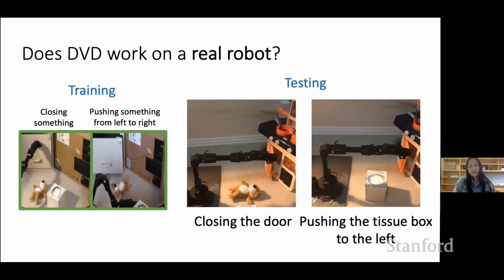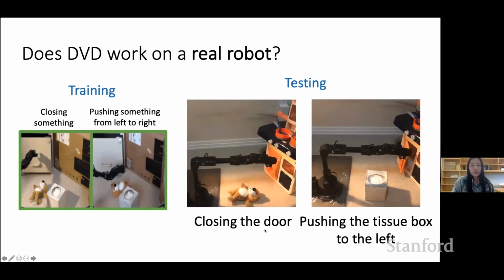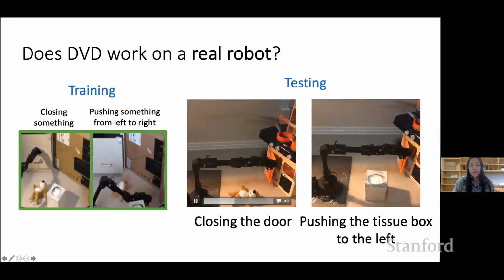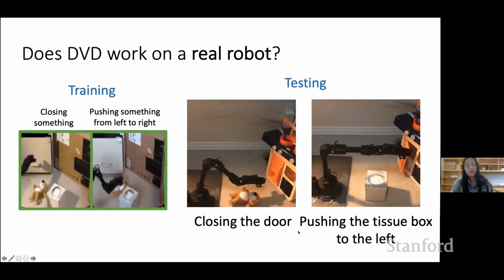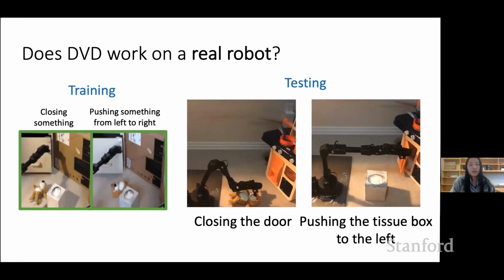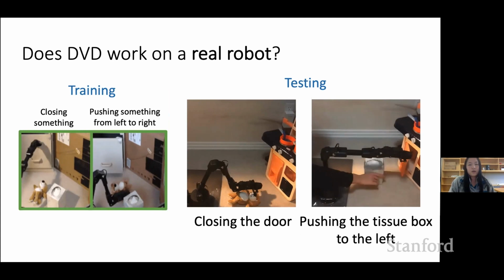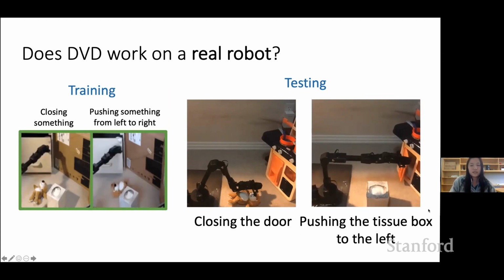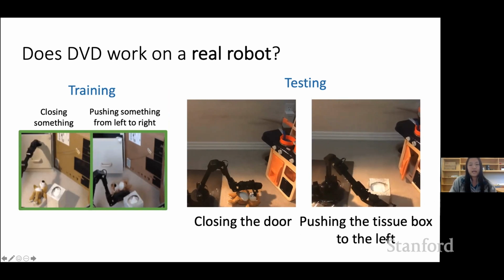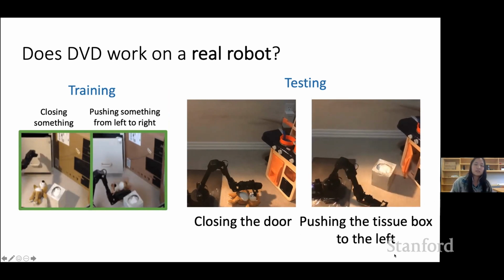And here we also find that DVD works on a real robot. So the first video here is the agent closing the door, but without having ever seen this toy kitchen set before doing training. And the second video, which is pushing the tissue box to the left, is without having seen any examples of this task of pushing things to the left during training.